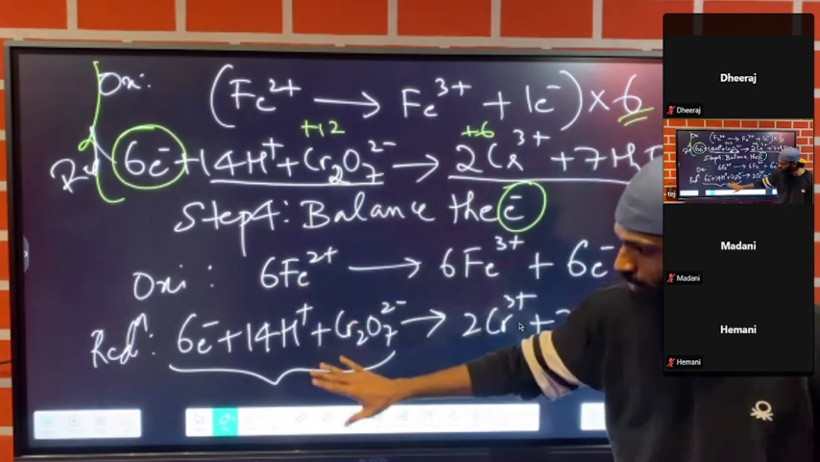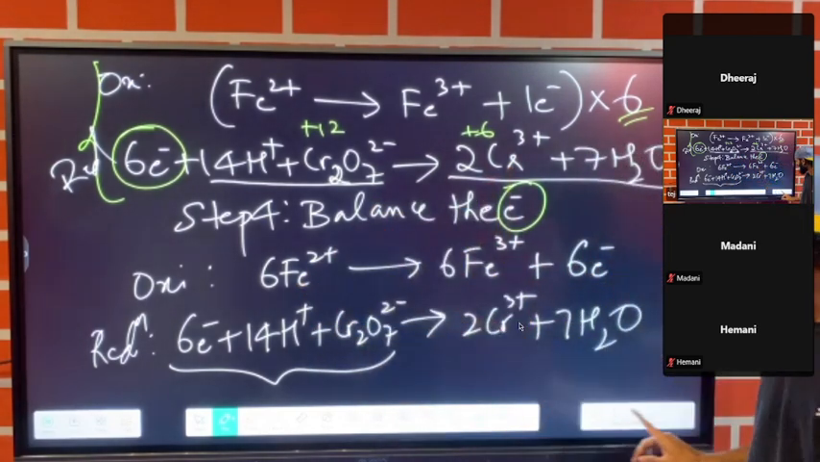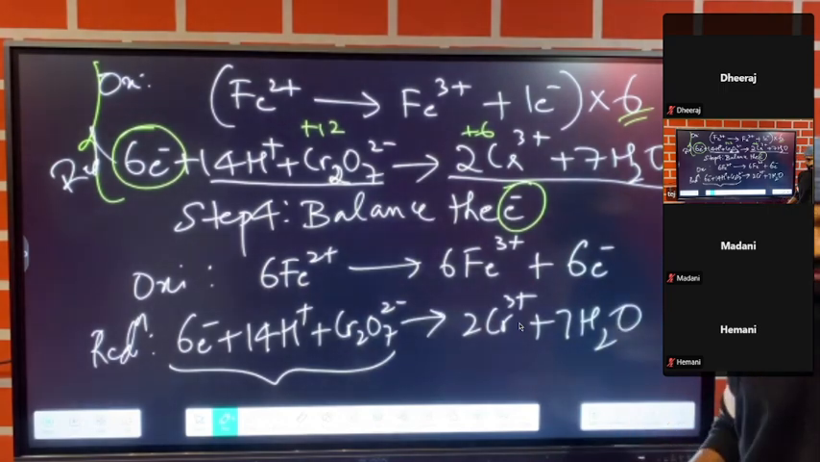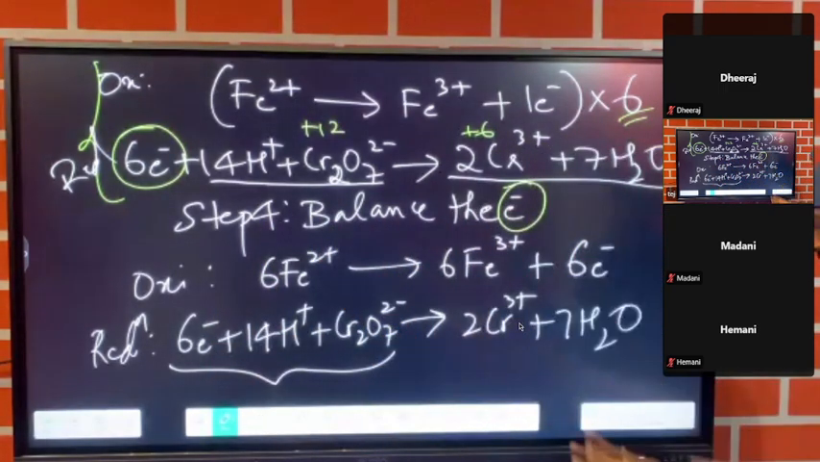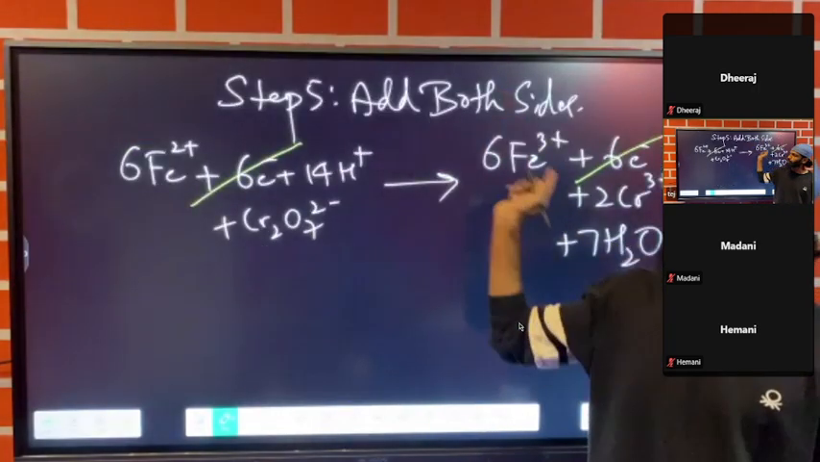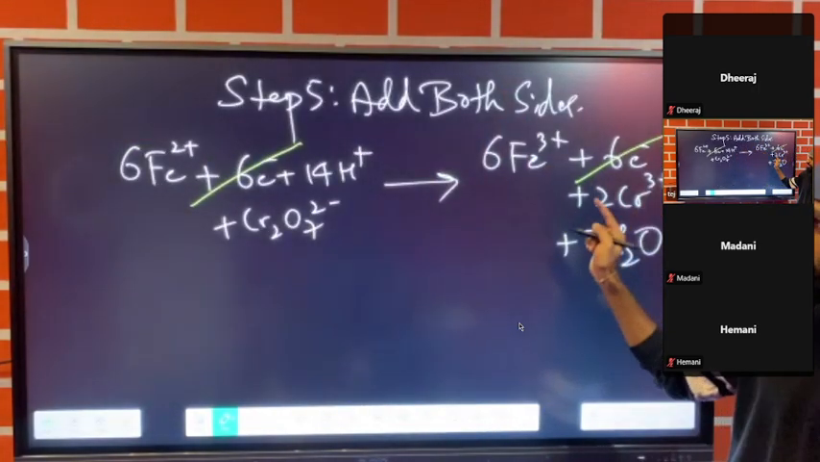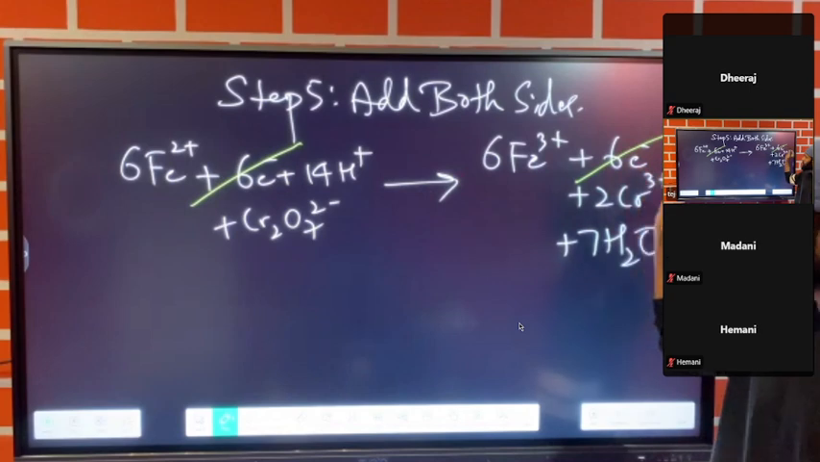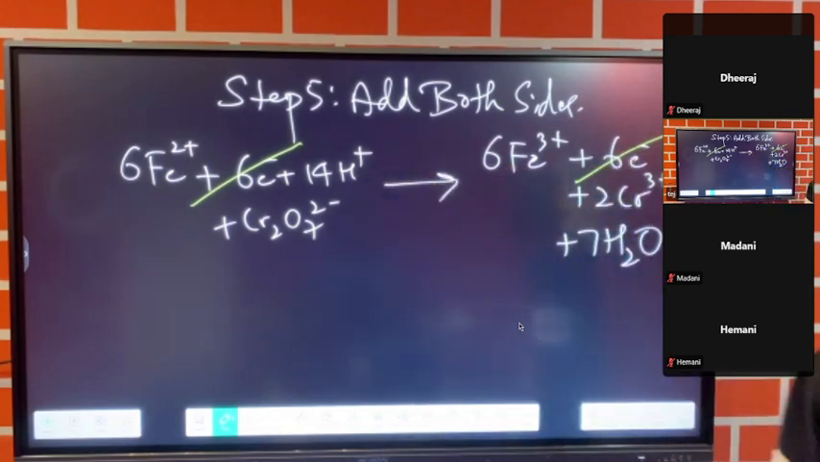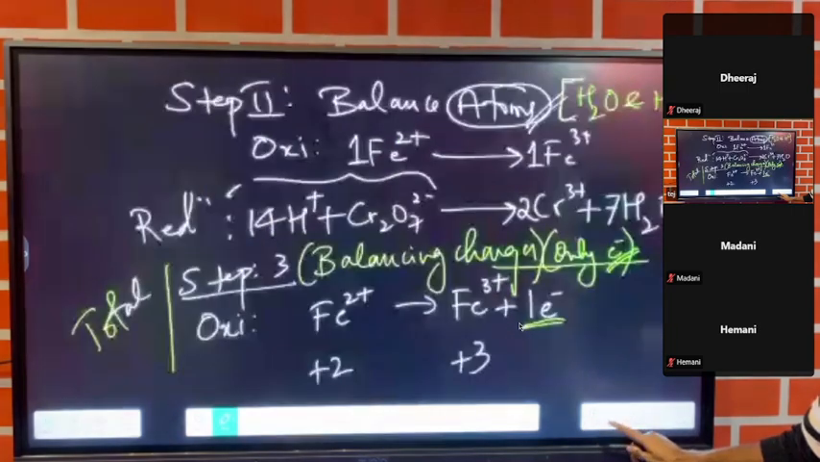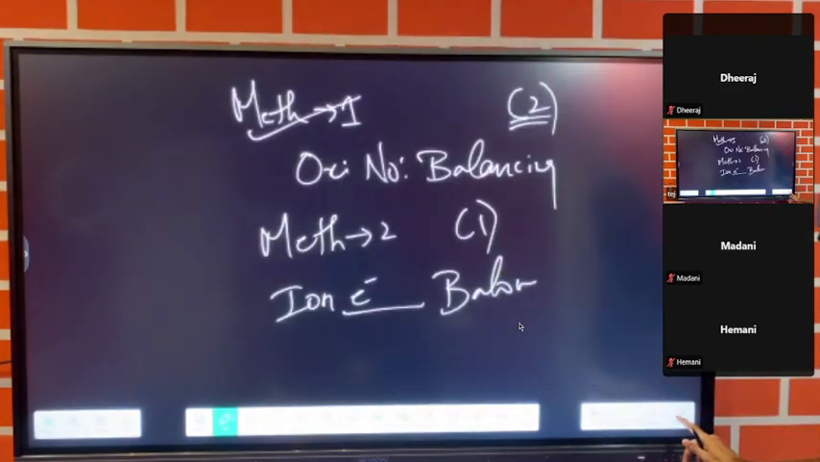Fine. Once you're done with multiplication, next, add all the sides. Add all the sides in the sense, add all the left-hand sides, add all the right-hand sides, write them together. Once you write them together, check if something can get cancelled. Electron gets cancelled. Whatever is remaining is the answer. That's the end of it. Okay? So, this question only will be asked.